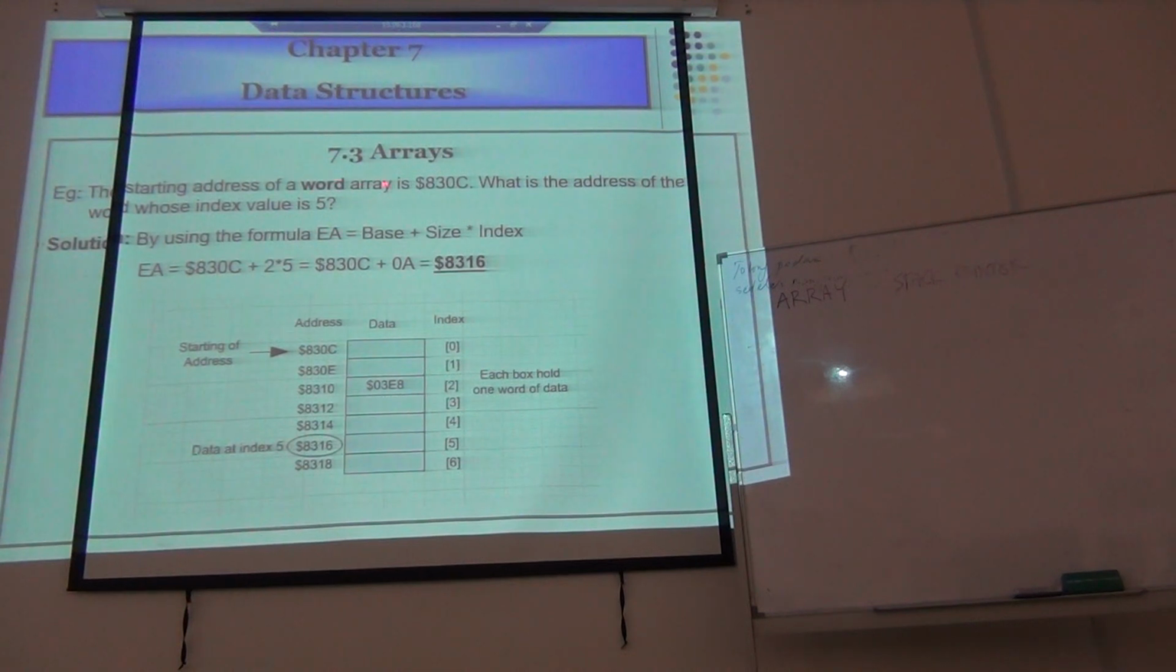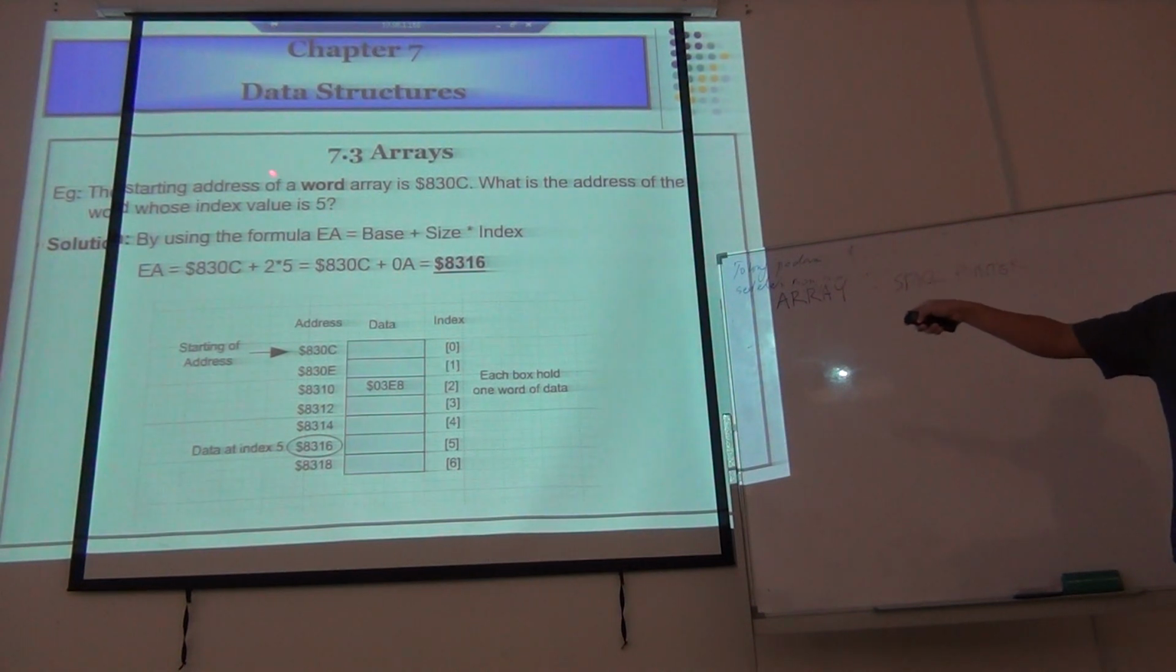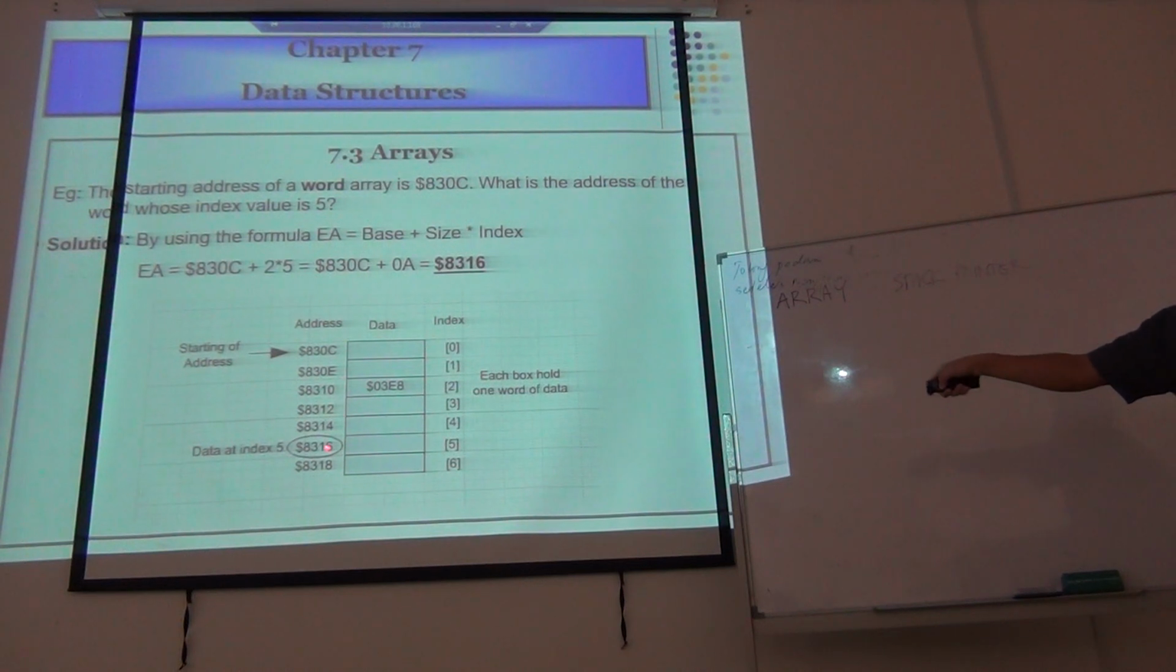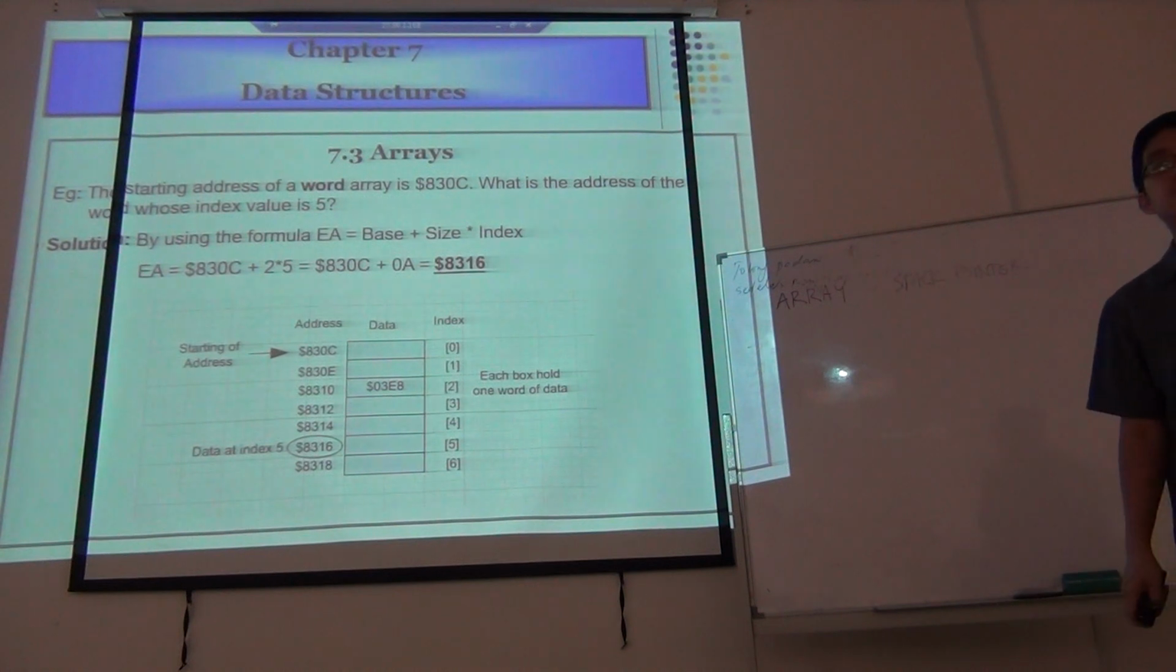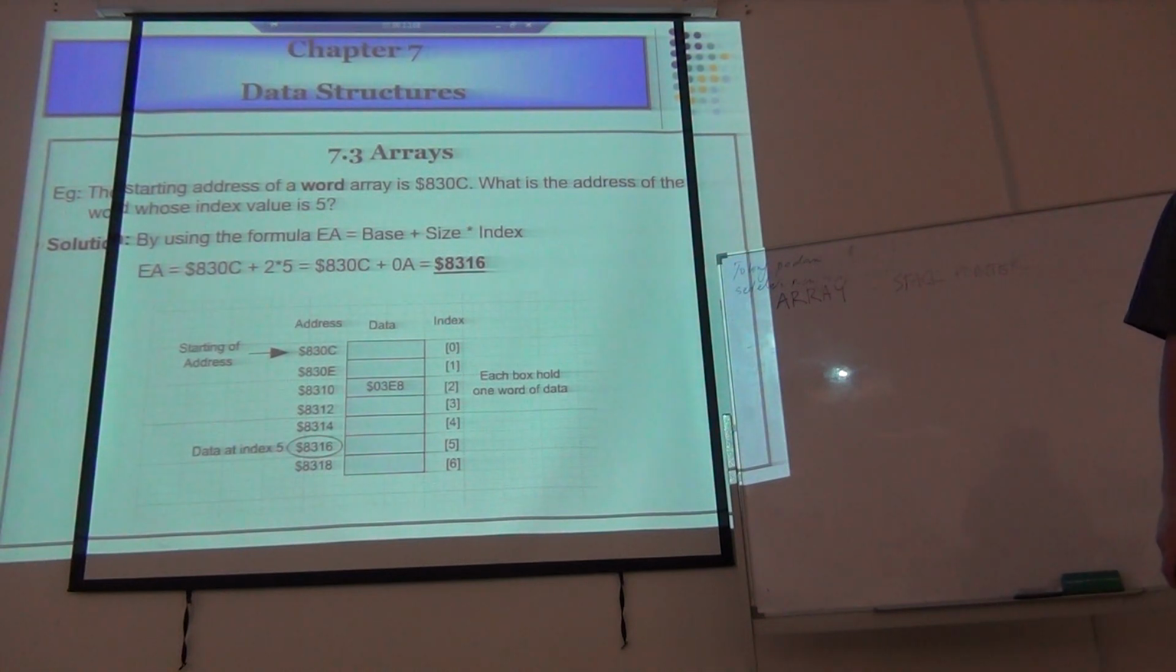Here is the word array. The word array means that you have 2 times 5. 5 is the index here. So you finally know that for this array, the location at index 5 will be 8316. This is your area for index number 5, which is 1, 2, 3, 4, 5, the 6th element from that one. So memorize the formula.